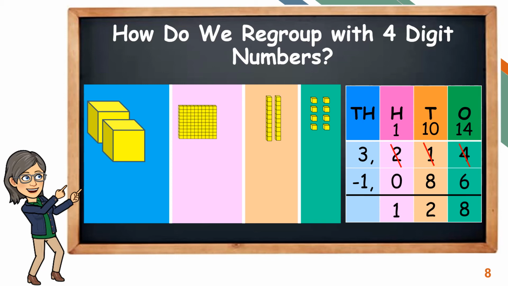Look at the model. How many thousands blocks do we have left now? Of course, we have 2,000s blocks left. So 3,000s minus 1,000 equals 2,000s, and we record that 2 in the thousands column in our answer to the subtraction problem. So 3,214 minus 1,086 equals 2,128.